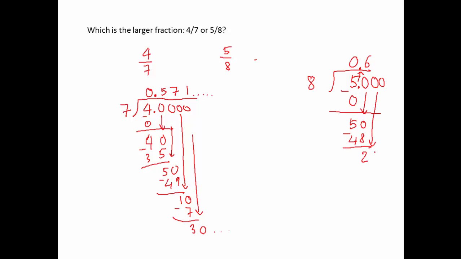Bring down a 0 here. But at this point, we already know this is 0.6 something, and this is only 0.5 something. So this must be a bigger number here on the right side. So this one is bigger. You can stop right here because 0.6 is already bigger than the other number.